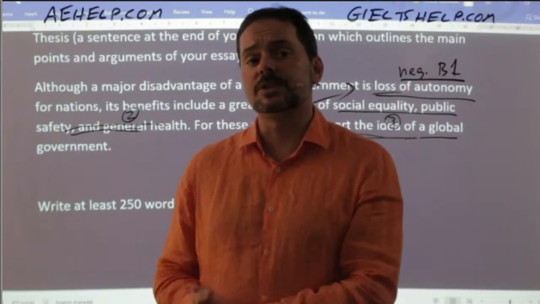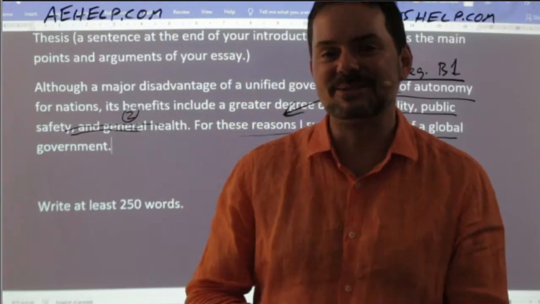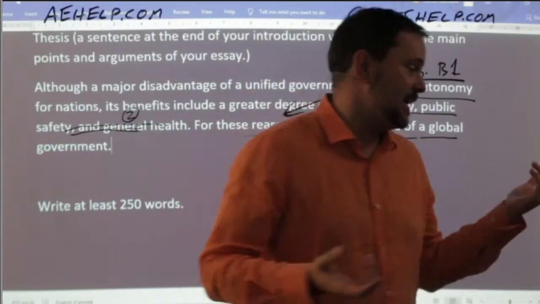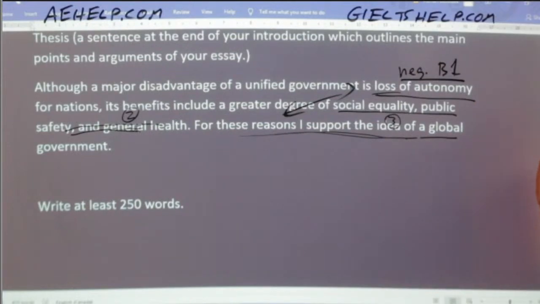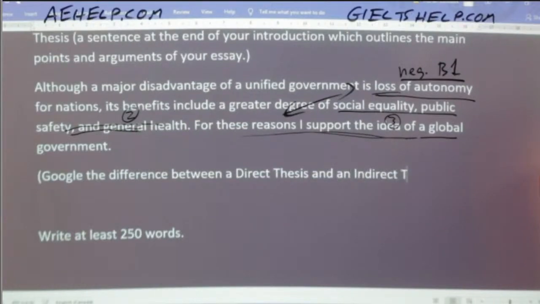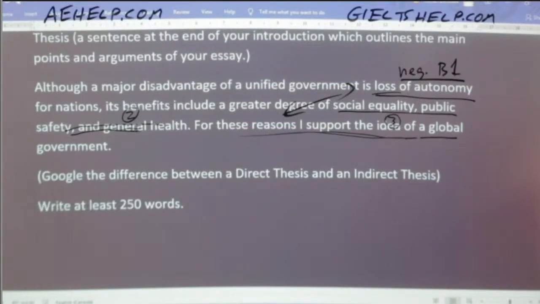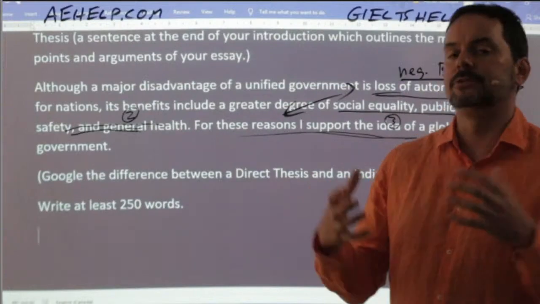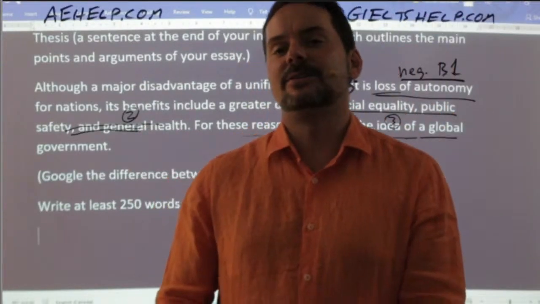You can research that. That's not me coming up with terms. You can go on Google. I actually encourage students to do that if you haven't done that yet. So Google the difference between a direct thesis and an indirect thesis. You should learn that. It's really good to know, especially for those of you planning to do your university studies. Okay? All right. So it's all logic. It's all standard literature, rules, and logic.